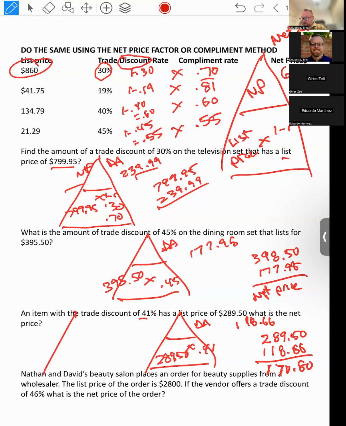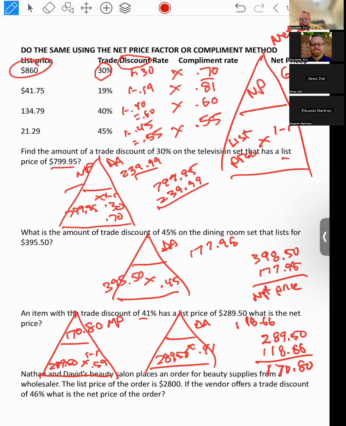Or in this case, I could have used the net price formula. So 289.50 times 1 minus the rate. So if the rate was 41, it would be 59. And that would give me my net price. Are you guys following me on that? I keep switching back and forth. I just don't want to confuse anybody.